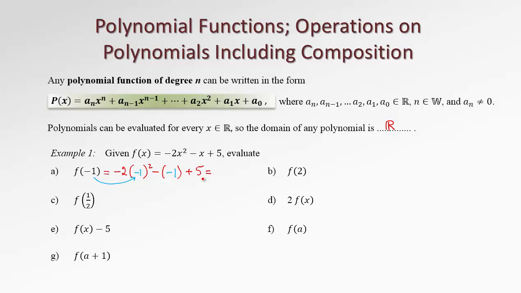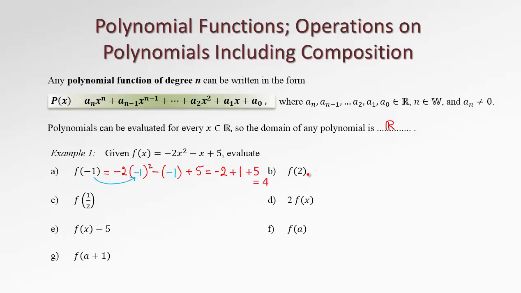And now what's left to do is just to evaluate this expression. We have -2 times (-1) squared. Recall the order of operations. We need to square the -1 first. That becomes +1 times -2. That becomes -2 altogether. And then 2 negatives make a positive, so it's +1 and +5. Therefore, the final answer is 4.